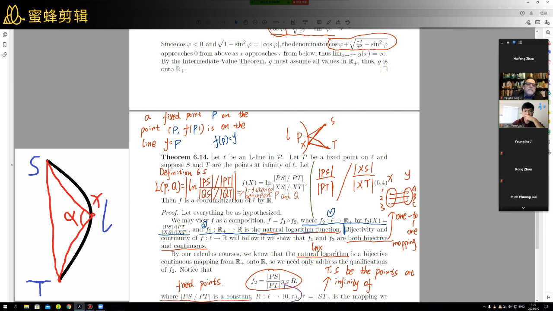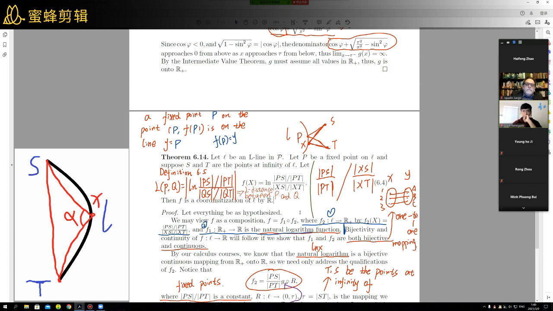And we suppose that S and T are the points at infinity of L, which was also mentioned in the previous one. We let f(x) equal ln of |PS| over |PT|, divided by |xS| over |xT|. And then we can see f is a coordinatization of L by R.